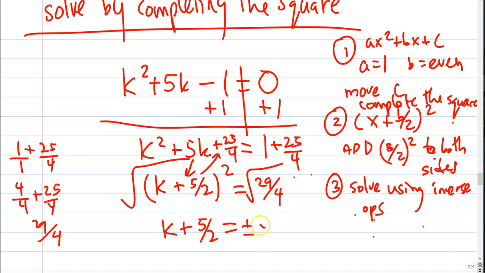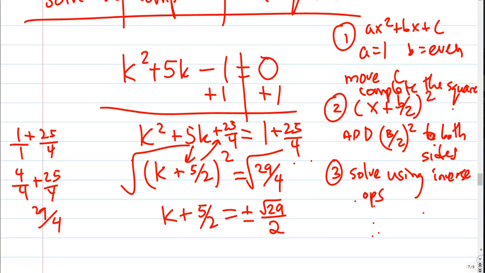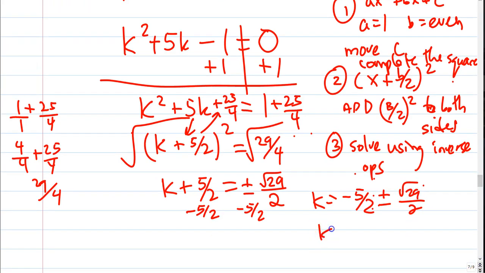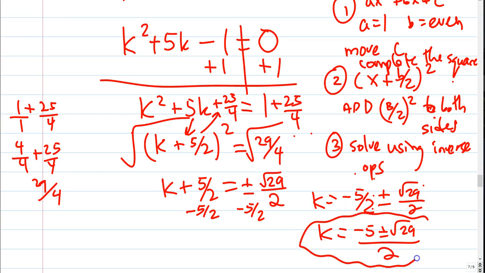The square root of 29 stays ugly. The square root of 4 is just 2. And we are one step away. I subtract 5 halves and get that k is equal to negative 5 halves plus or minus the square root of 29 all over 2. Or, since they have a common denominator, you could do negative 5 plus or minus the square root of 29 all over 2. That would be the same answer you got if you used the quadratic formula.